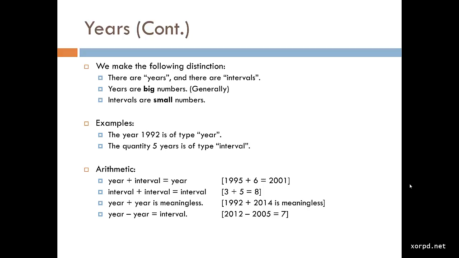Some arithmetic using those two types of numbers. A year plus interval equals year. As an example, 1995 plus 6 is 2001, which is a year. An interval plus interval equals an interval. For example, an interval of 3 years plus an interval of 5 years is a total of 8 years. Year plus year results in a meaningless quantity. For example, 1992 plus 2014 results in a meaningless quantity. We don't have any kind of meaning for this kind of result. And finally, year minus year results in an interval. For example, 2012 minus 2005 results in an interval of 5 years.